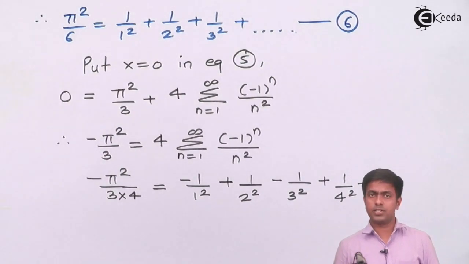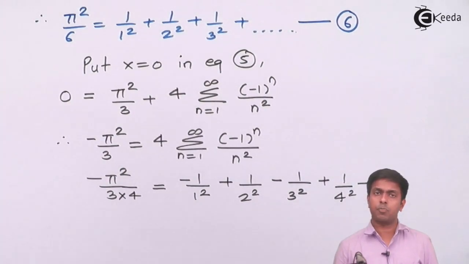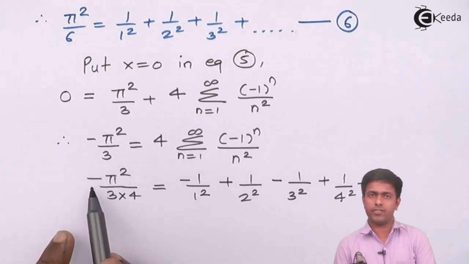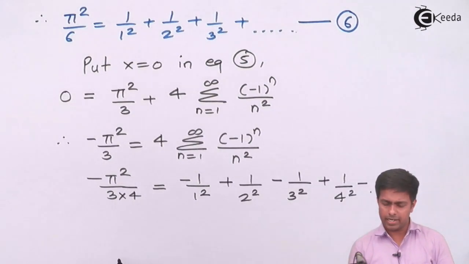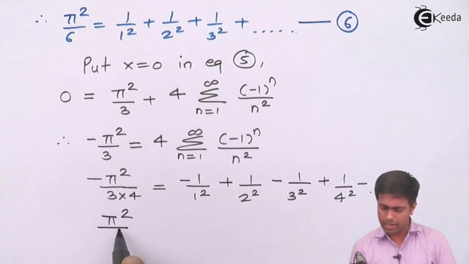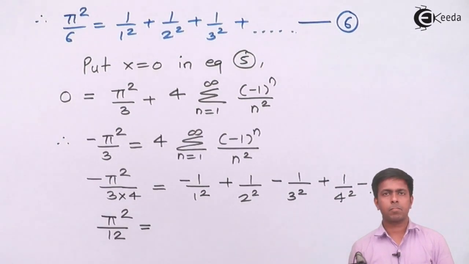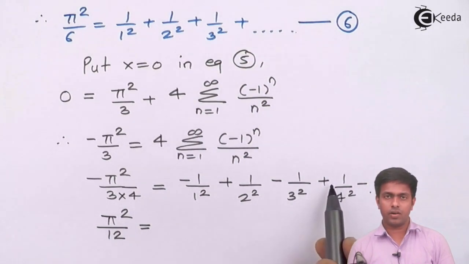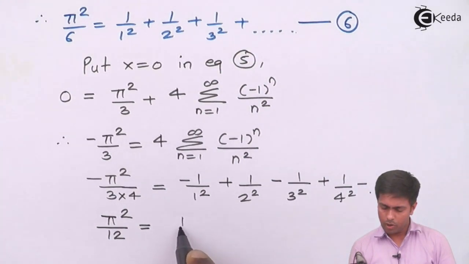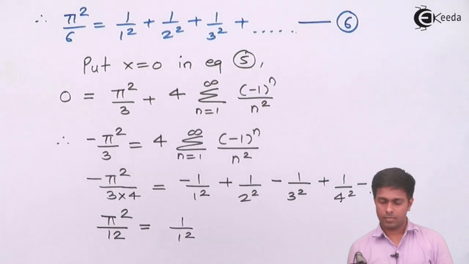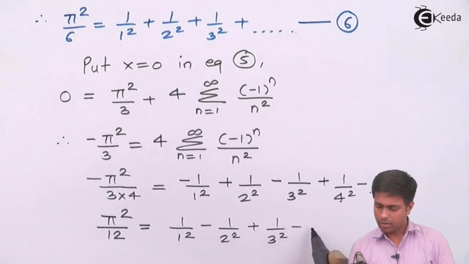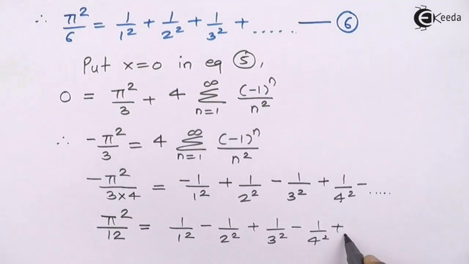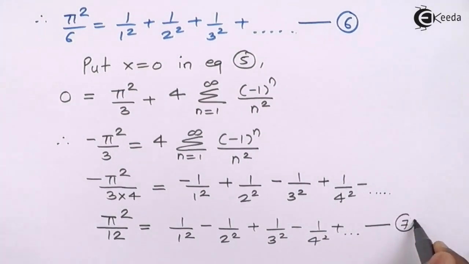Now guys, you must be surprised that we are getting even terms as positive, but we want even terms as negative. So it's simple. See here we got negative sign on left hand side. So what we can do is we'll multiply both sides with minus sign. So here we will get pi square by 12, and here we will get 1 upon 1 square minus 1 upon 2 square plus 1 upon 3 square minus 1 upon 4 square plus and so on. So I'll call this equation number 7.